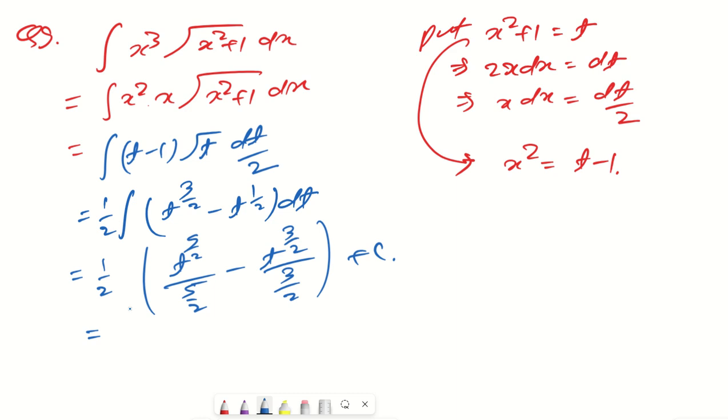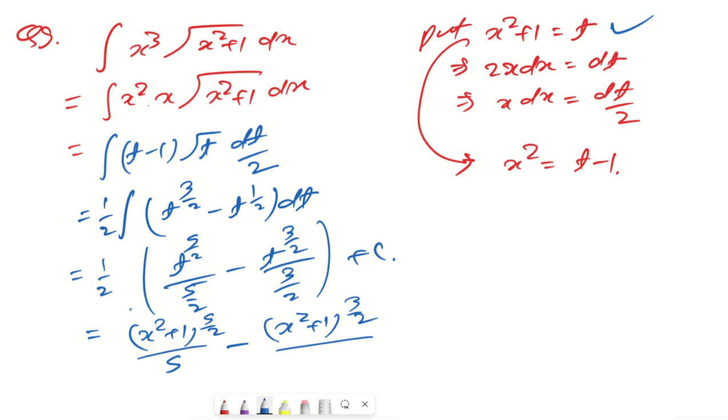So 2 will go up and 2 by 2 will get cancelled. So we can write it down as t to the power 5 by 2, or instead of that, t can now be replaced by what? A square root of x square plus 1. So we can write it down as x square plus 1 to the power 5 by 2 divided by 5, minus x square plus 1 to the power 3 by 2 divided by 3, plus some constant c.